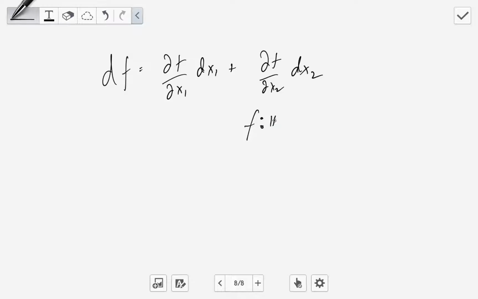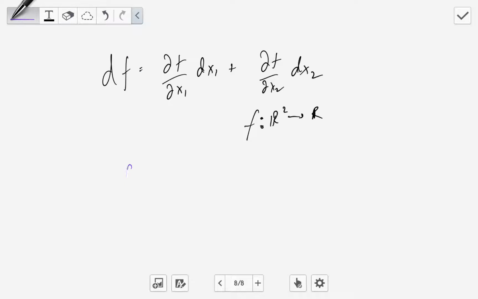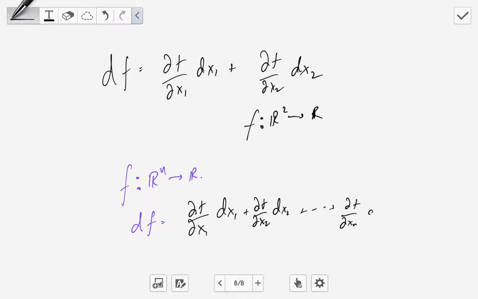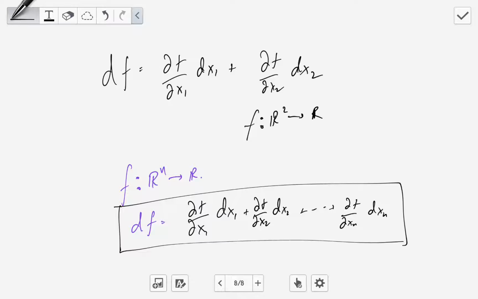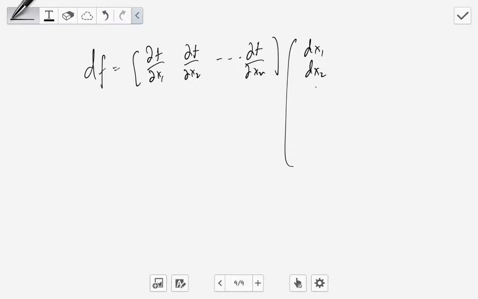This was for f from R2 to R. But if I wanted f from Rn to R, df would be del f by del x1 dx1 plus del f by del x2 dx2 plus so on up to del f by del xn dxn. Is it okay? Now df will be the row vector del f by del x1, del f by del x2, so on to del f by del xn, times the column vector dx1, dx2, so on up to dxn.